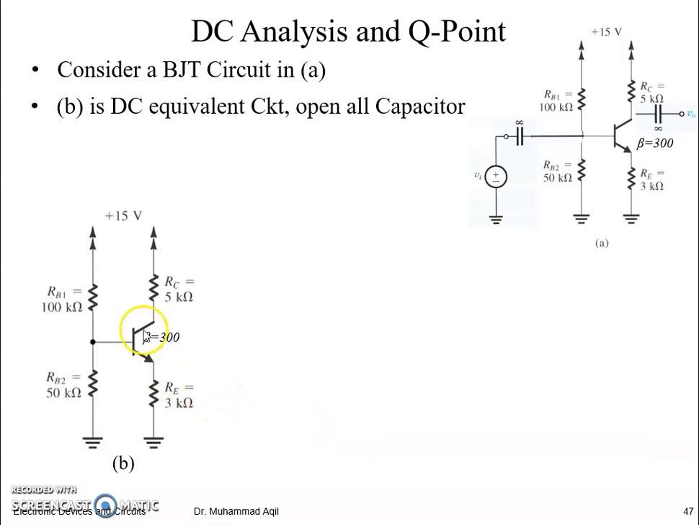The Thevenin's equivalent circuit of this circuit, looking out of this base, is this circuit, including this 15 volt supply, RB1 and RB2. The Thevenin voltage of this circuit is the voltage developing across this RB2, which will be equal to RB2 divided by RB1 plus RB2, into 15 volt, which will be equal to 5 volts.